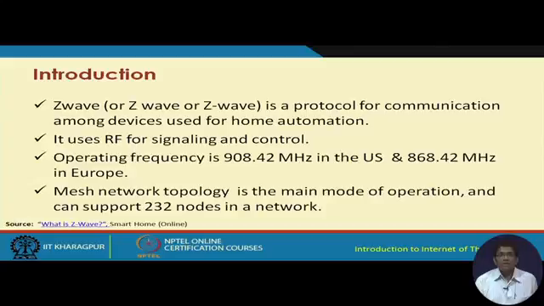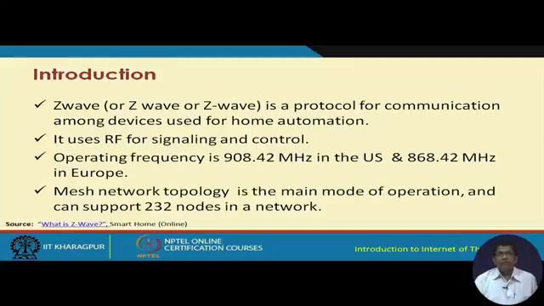It uses RF for signaling and control, and the operating frequency is different from the ones that we have seen. We have seen that the other technologies like HART or NFC all operate in the 2.4 gigahertz band, and for Z-Wave the operating frequency is 908.42 megahertz in the US and 868.42 megahertz in Europe. For other countries, I will show you in a short while that there are different frequencies of operation.